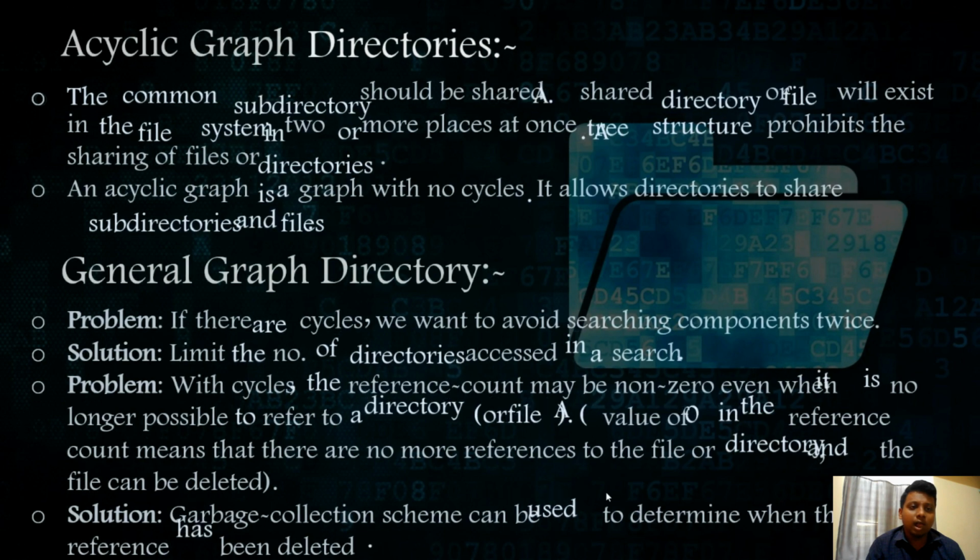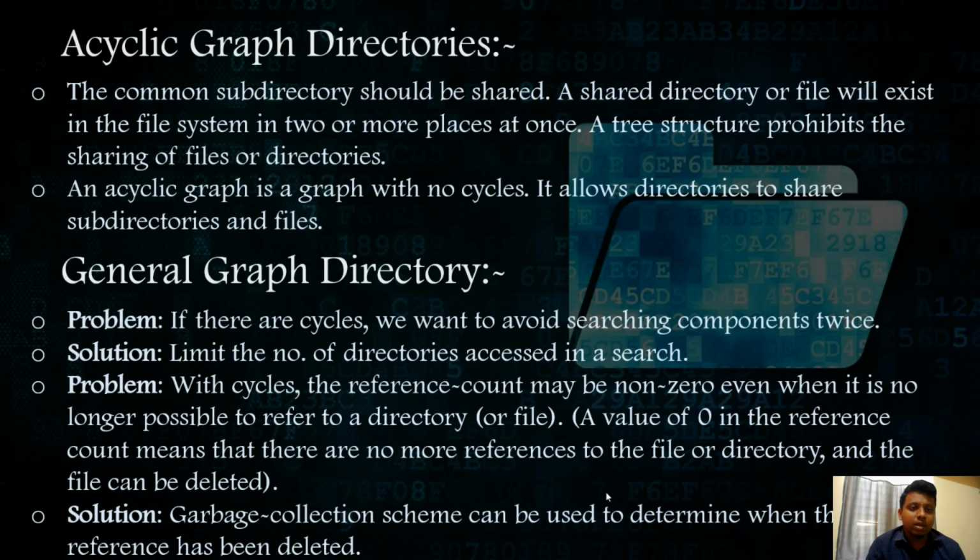Let's move on to the acyclic graph directory. Commonly, a subdirectory should be shared. A shared directory or file will exist in the file system in two or more places at once. The tree structure prohibits the sharing of files or directories. An acyclic graph is a graph with no cycles. It allows directories to share subdirectories and files.